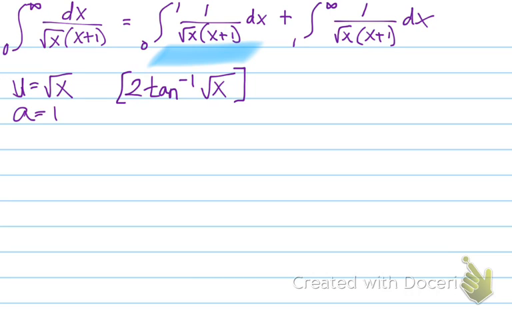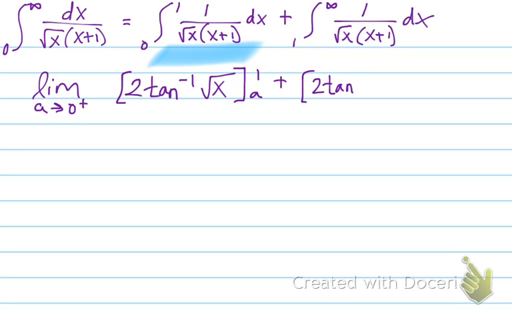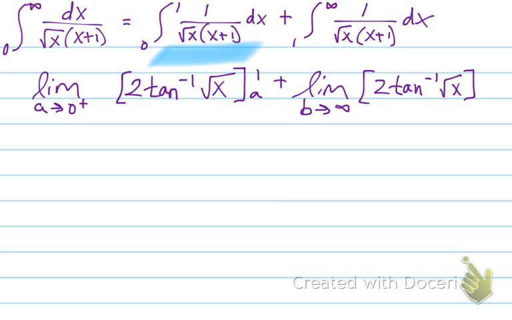And this first one is the limit as a approaches 0 from the right-hand side. So that's from a to 1. And the second one is also the arctangent, so 2 tangent inverse of the square root of x. Oh my gosh, I keep forgetting these limits. My bad. The limit as b approaches infinity of 2 tangent inverse of the square root of x from 1 to b.